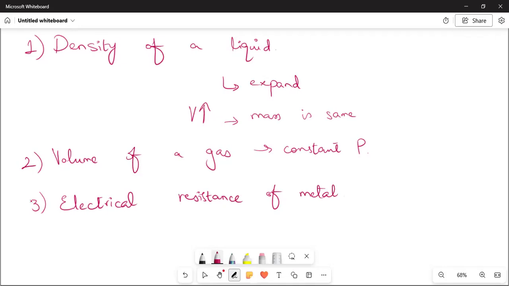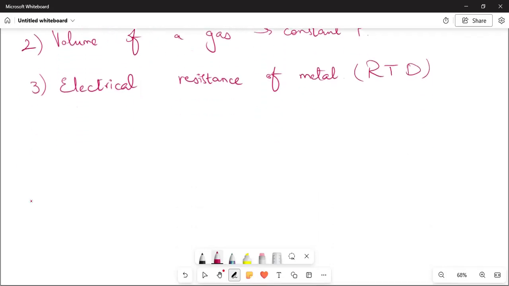And this principle is used in resistance temperature detectors, RTDs. Resistance temperature detectors, I think you can write the full form yourself also. Fourth is EMF of a thermocouple. All of these are very important, make sure you memorize all of them.